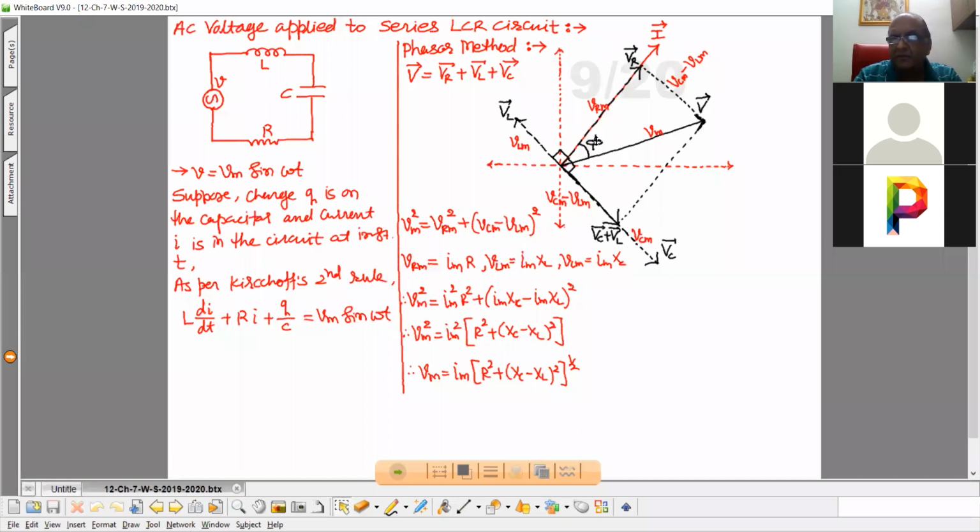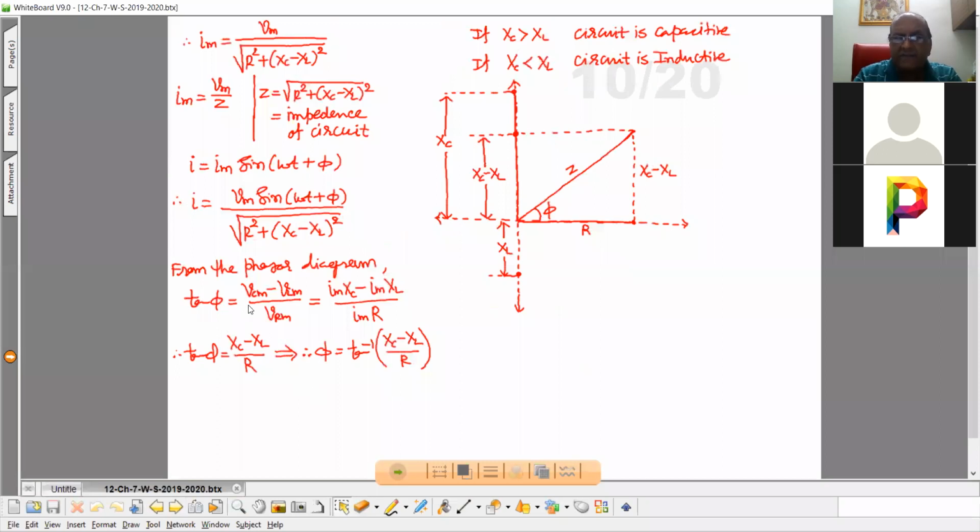Then if we take here tan phi, then that is this opposite upon adjacent. So we can write tan phi, that is VCM minus VLM upon VRM. VCM is replaced by IMXC, VLM is replaced by IMXL, VRM is replaced by IMR. Now if we take Im common, then that will be cancelled. So tan phi, that is XC minus XL upon R. Therefore phi, that is tan inverse XC minus XL upon R. So with the help of this equation, one can find the phase difference also.